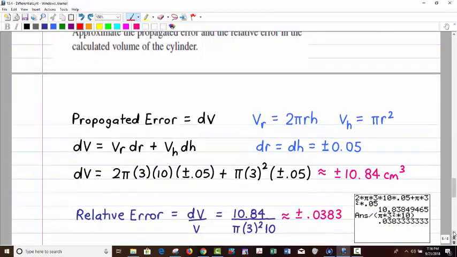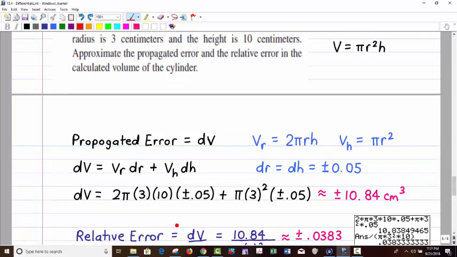So the propagated error, the differential dV, would basically be V_r dr plus V_h dh. So we're putting in 3 for the radius and 10 for the height. So 2 pi times 3 times 10, because it's right here, 2 pi r h, times plus or minus 0.05, plus pi times 3 squared, there's no h variable there, times plus or minus 0.05. And that's approximately plus or minus 10.84 cubic centimeters.